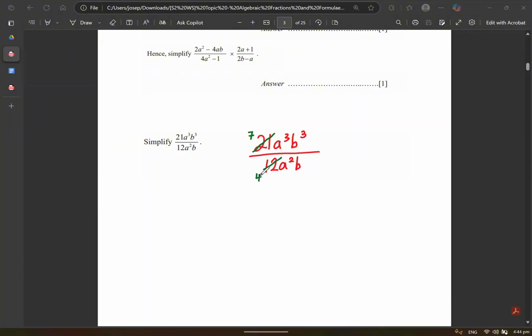Okay? So you focus one by one. Whatever is the same, you cancel them out first. A squared disappears. A cubed becomes A. B cancels, B cubed becomes B to the power of 2. So you got 7 over 4, that's for sure. A remains, B squared, make sense? And whatever is below, well, nothing left. So that's your answer for this question.